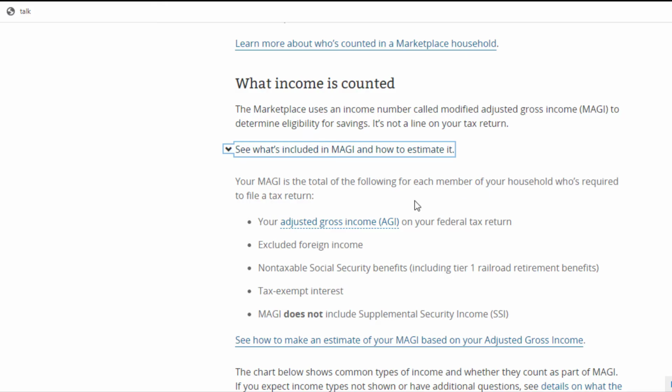So your MAGI is the total of the following for each member of your household who's required to file a tax return. So you have your gross income, which is that AGI that we've been talking about just a little bit in this video, excluded foreign income that might not have been included as part of your AGI, non-taxable Social Security benefits, including Tier 1 railroad retirement benefits, tax-exempt interest. However, your MAGI does not include supplemental security income.